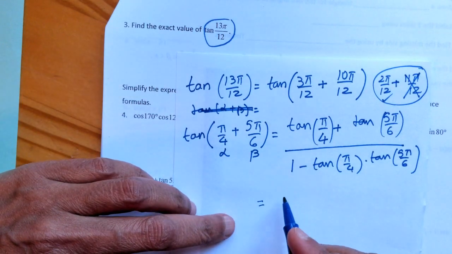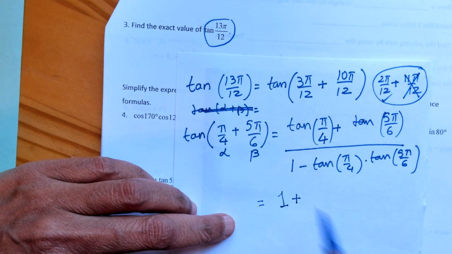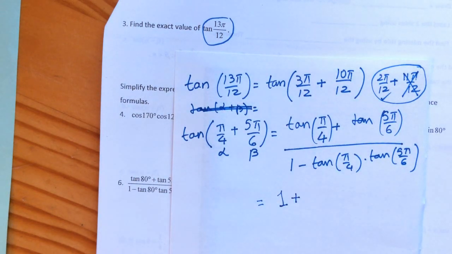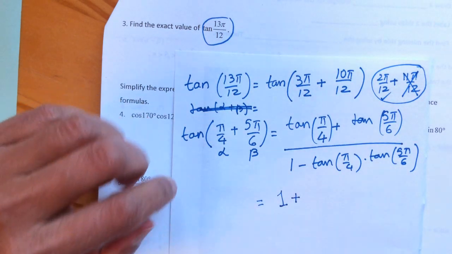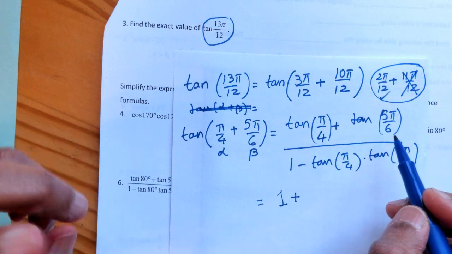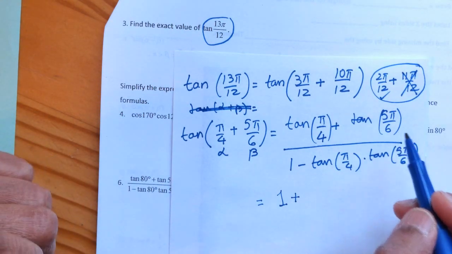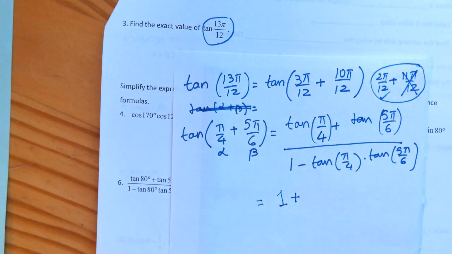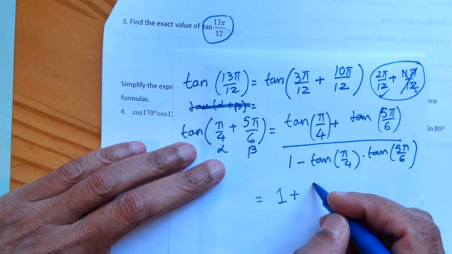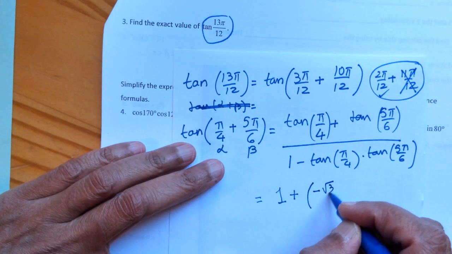Tan pi by 4 is 1 and tan 5 pi by 6. Where is 5 pi by 6? We know that tan pi by 6 from the first quadrant, the value of tan 30, is square root of 3 over 3. Is it positive or negative? Tan 5 pi by 6 falls in my second quadrant. Pi by 6, 5 pi by 6, 7 pi by 6. Second quadrant, tan is negative. So it's negative square root of 3 over 3.